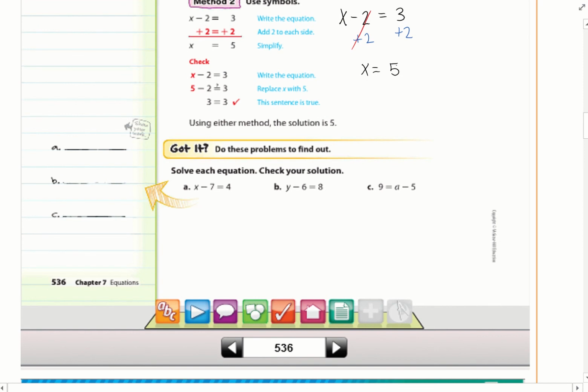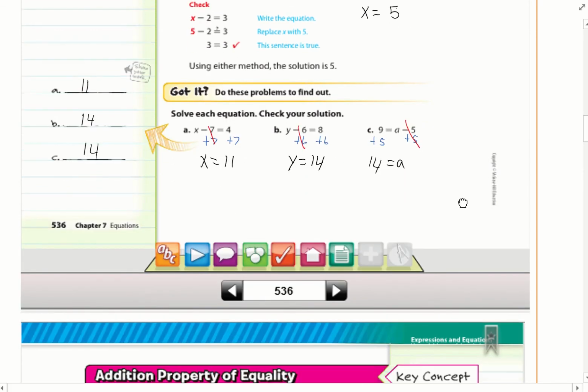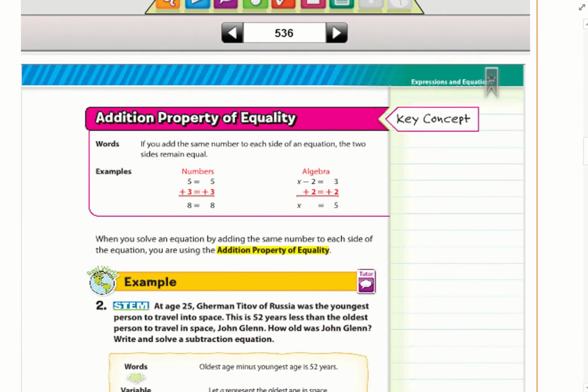So go ahead and try A, B, and C. For A, if we add 7 to both sides, 7's cancel, and x is going to equal 11. For B, if I add 6 to both sides, 6's are going to cancel, 8 plus 6 equals 14. And for C, if I add 5 to both sides, these 5's are going to cancel, 9 plus 5 equals 14. So we have 11, 14, and 14.